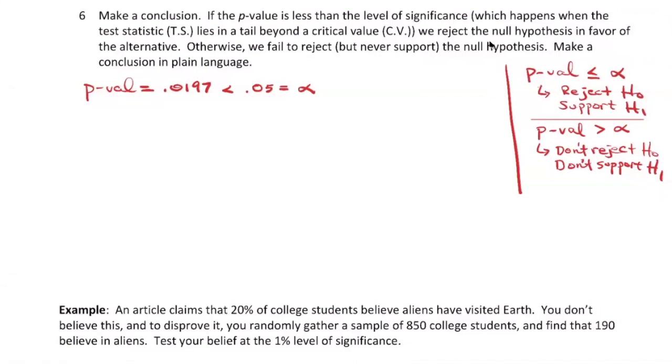Okay, so this one, we've got a less than. And less than means that you reject the null hypothesis, which had said that the proportion is 50%. And we're supporting the alternative, which says that the proportion is less than 50%.